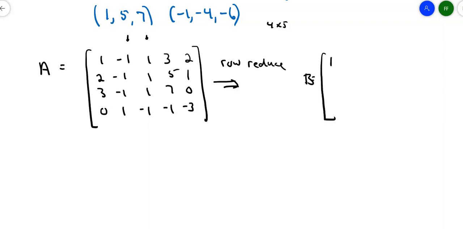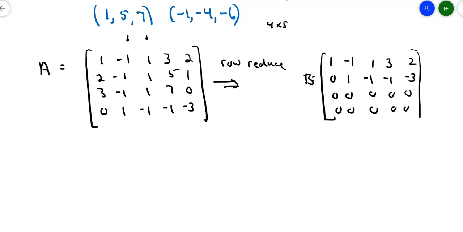The first row remains the same, 1, negative 1, 1, 3, 2. The second row is 0, 1, negative 1, negative 1, negative 3. And then I got 2 rows of zeros, which we're not surprised at. We already saw right away that one column was a scalar multiple of the other. So there's my matrix B. Matrix A and matrix B are row equivalent because we've gotten from one to the other by a series of elementary row operations. So row equivalent implies equal row space. So the row spaces of the 2 matrices are the same.